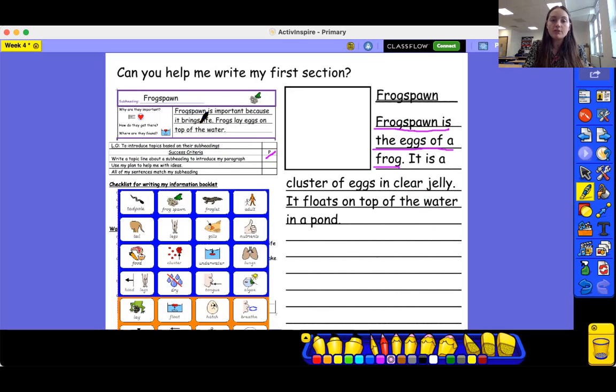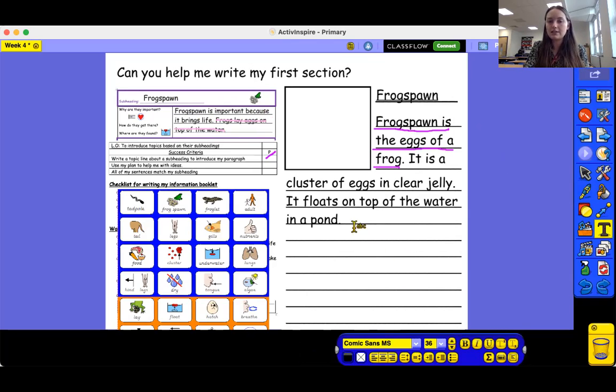Frog spawn is important because it brings life. Frogs lay eggs on top of the water. Well, I've talked about the frog spawn floating on top of the water, but I've not mentioned that it's laid by frogs. But I have said it's the eggs of a frog. So maybe I don't need to mention that now. I think I've probably included that. But I haven't mentioned this part. Frog spawn is important because it brings life. So that is going to be my next sentence. And then I think I will be finished.